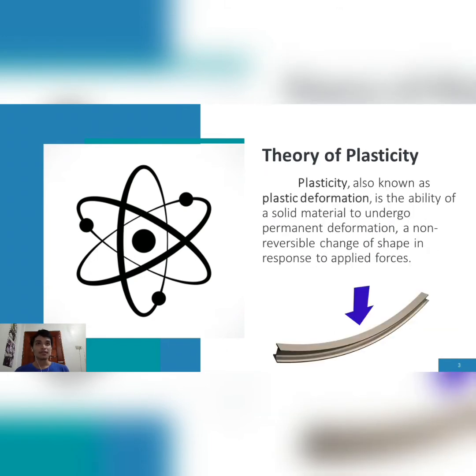Plasticity, also known as plastic deformation, is the ability of a solid material to undergo permanent deformation, a non-reversible change of shape in response to applied forces. So, yun nga, di ba, parang sa bakal din, pagka binaluktot mo yung bakal, hindi na siya bumabalik sa dati niyang anyo. So, ganun din si concrete. Ayun nga ang plastic deformation, hindi na siya bumabalik sa dati niyang anyo.